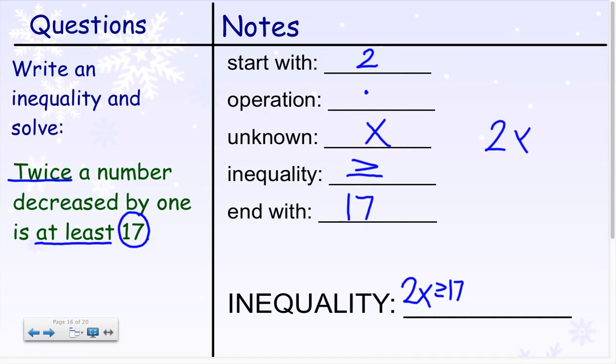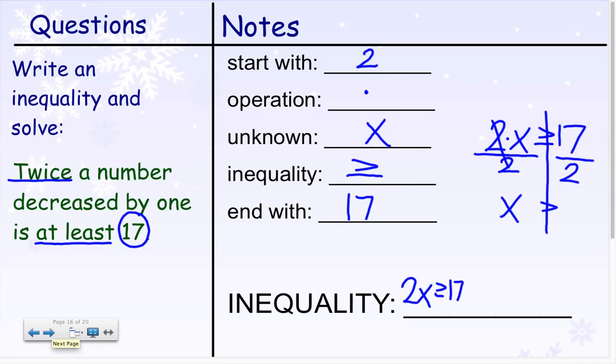So if I want to solve that, draw my train tracks. This is 2 times x. The opposite of multiplying is dividing. Oops, that should be a 17. So then I have x is greater than or equal to 8.5. And that is my answer.